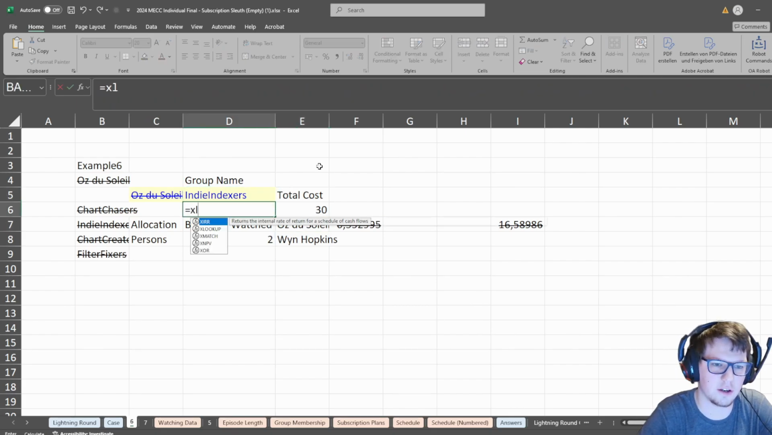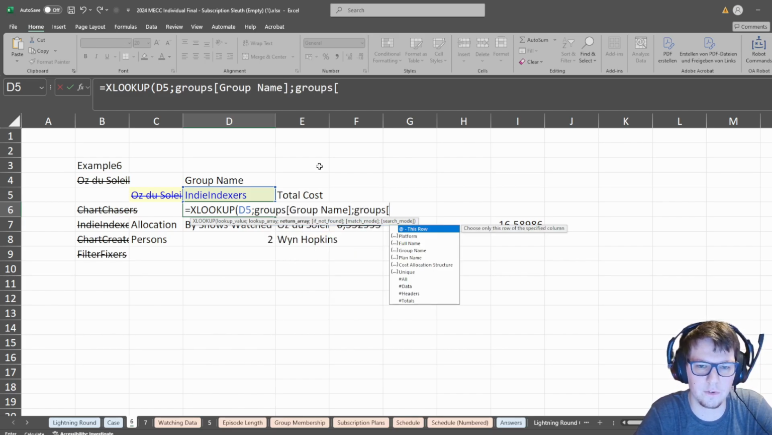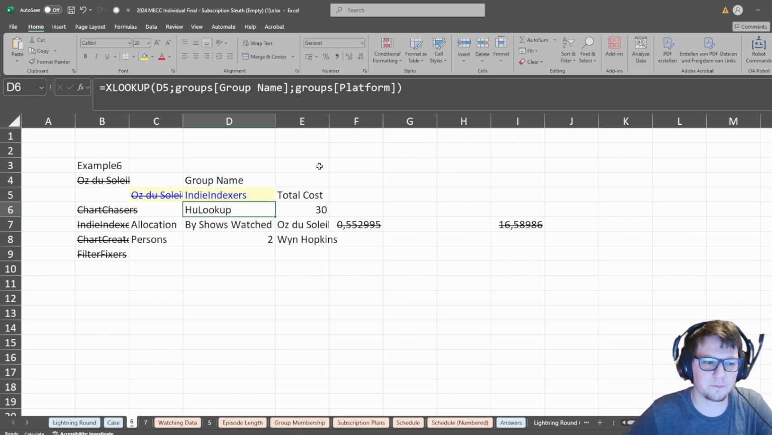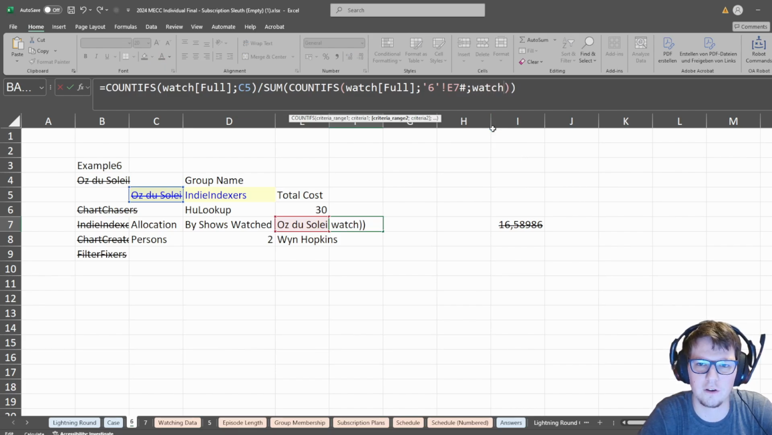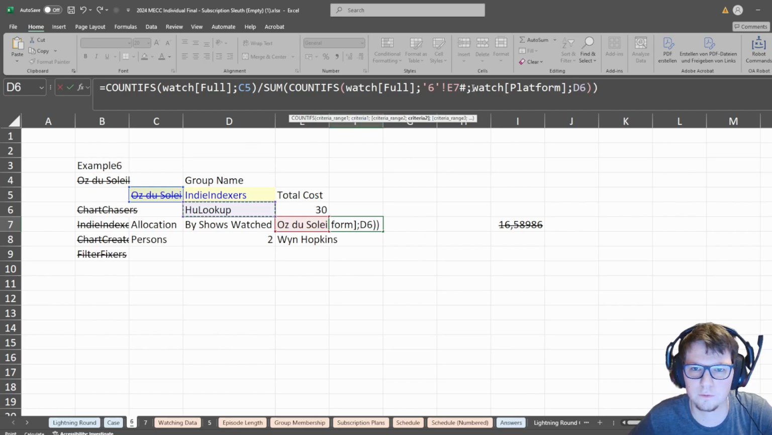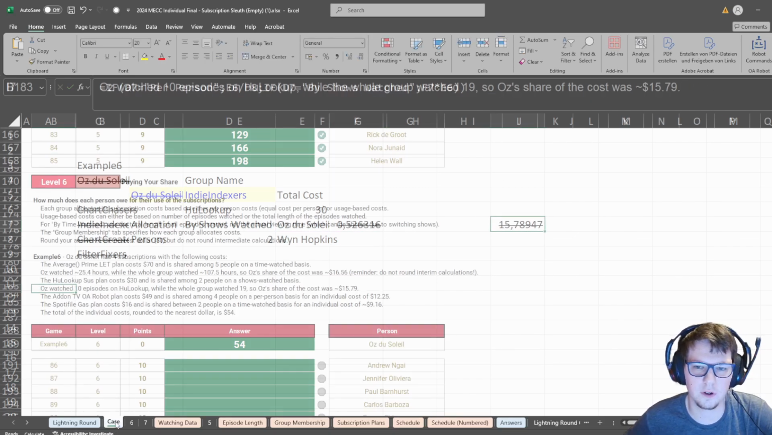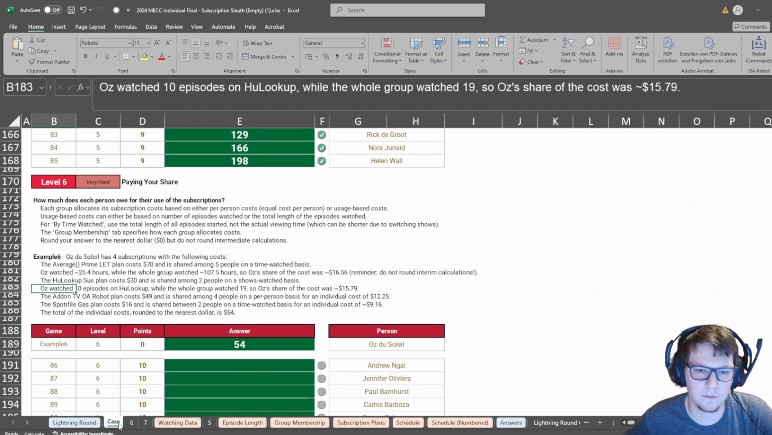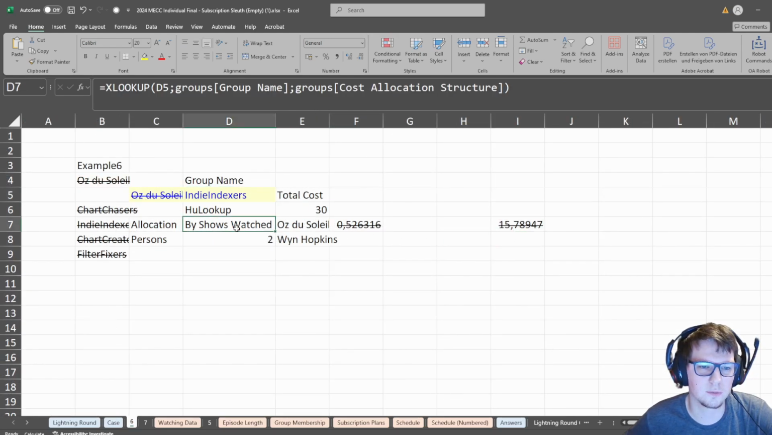But for this case, I want to have the platform written somewhere right here. Group name, platform. I think for this last level, I'm pretty late, I might want to cut this somewhat in half. Platform and who look up, and we want to write the exact same thing right here again, and then we get 15.79, which is right for this. So the only thing left for us to do is to model it if it's not by shows watched and not by persons, but by time watched.